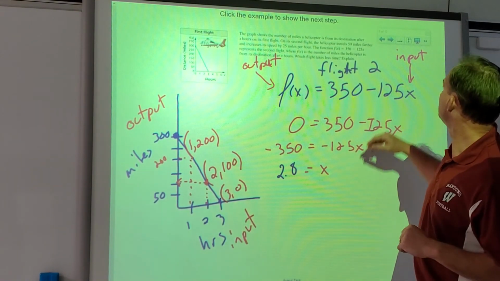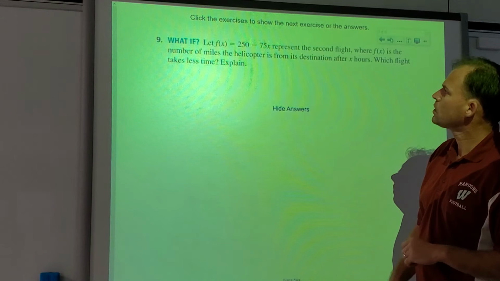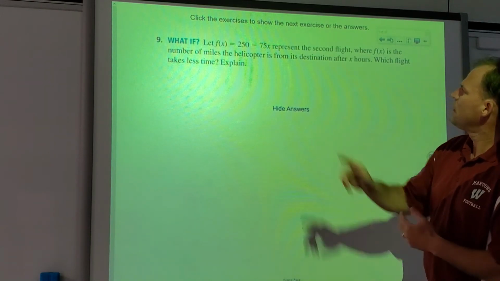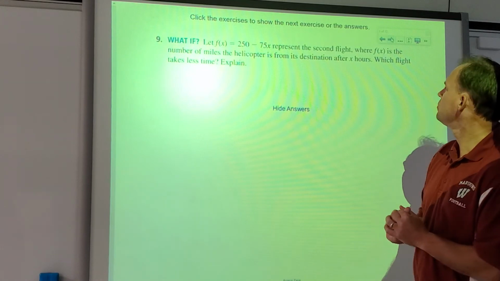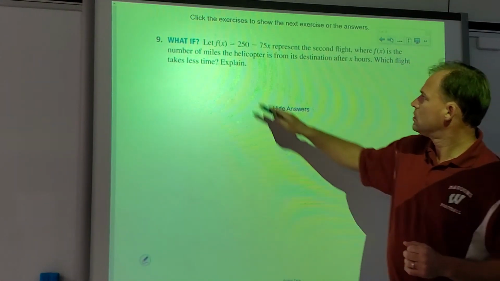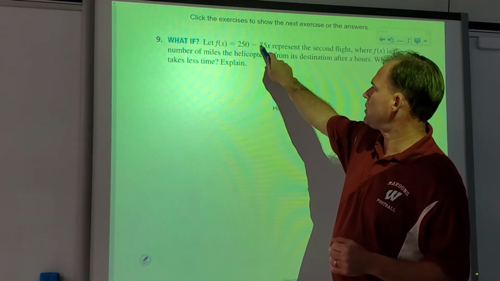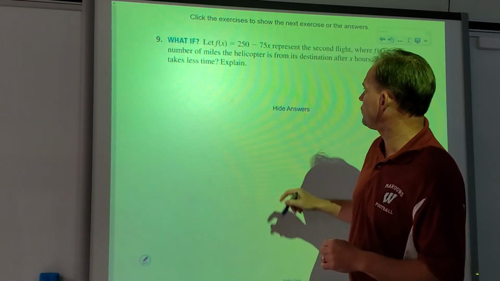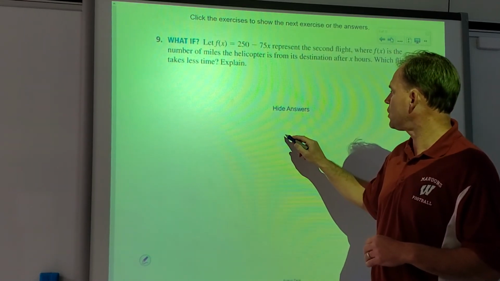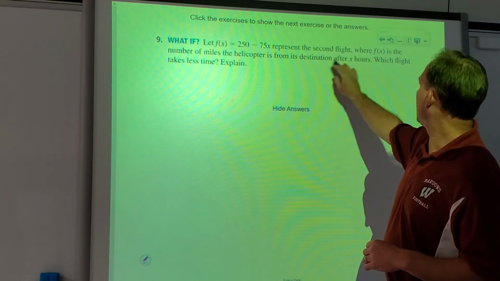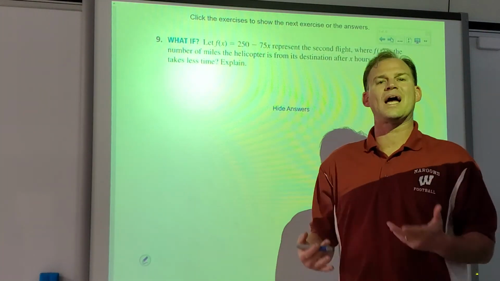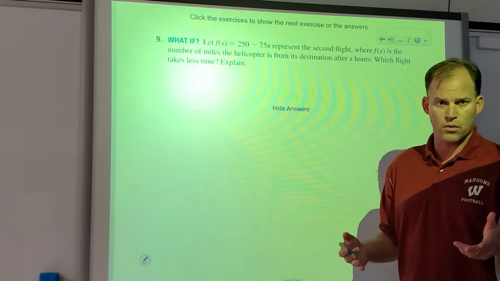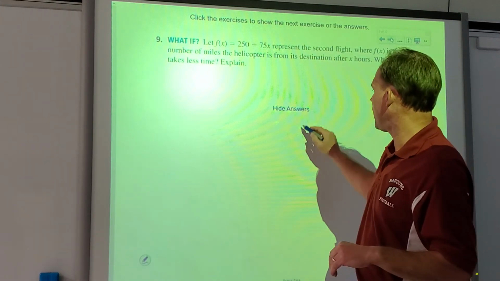All right. What if that was the equation for the second flight? Well, what is this telling me? 250 miles away and they're only going 75. So we can do the same thing here. Which flight takes less time? So same concept when they are arriving. How far away are they when they're arriving? 0 miles.